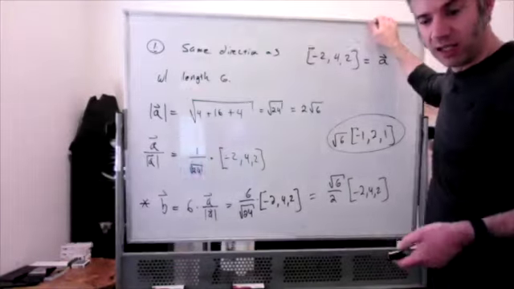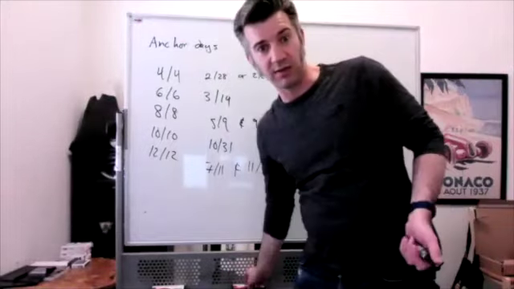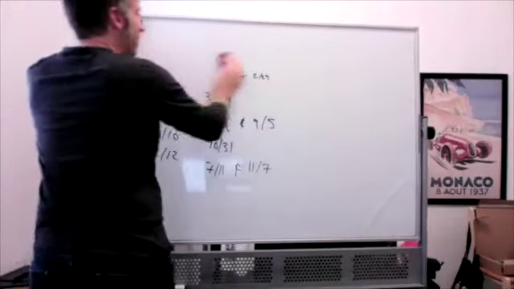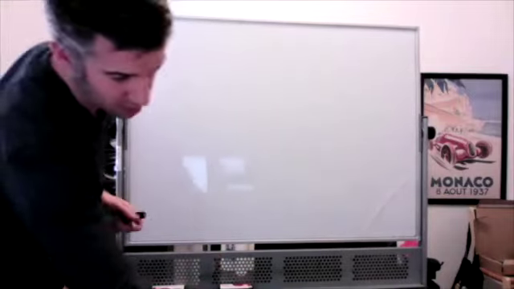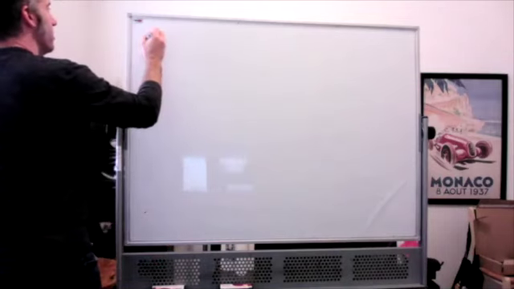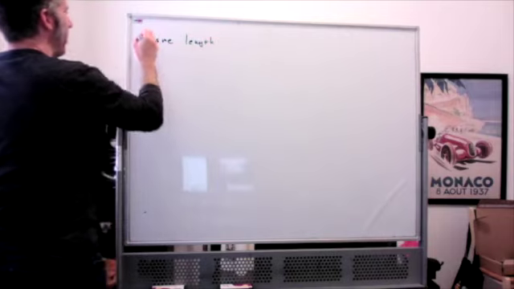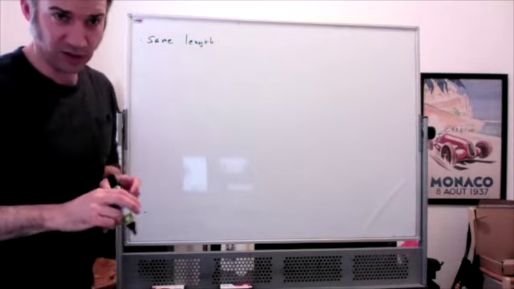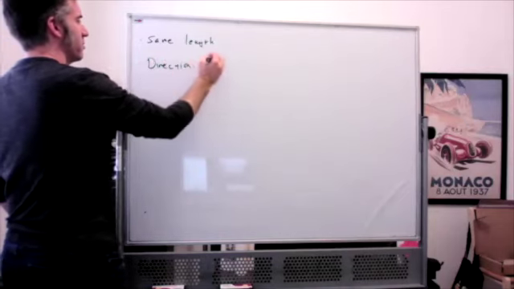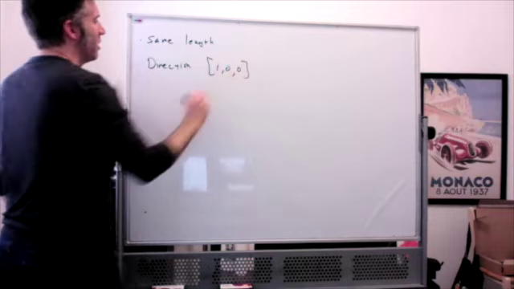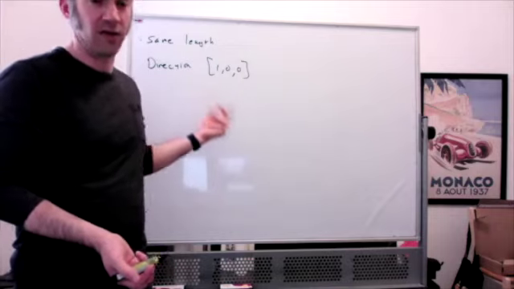Okay, let's do the next part of this question, which was, now instead of finding a vector with the same direction and the length of 6, I want the vector with the same length in a different direction. Well, that's probably even easier. So now they say same length. And I feel like they made this next one too easy personally. They said same length. Now they want the direction to be 1, 0, 0. The reason I feel like this is almost too easy is because the direction vector they're giving you has a length of 1.